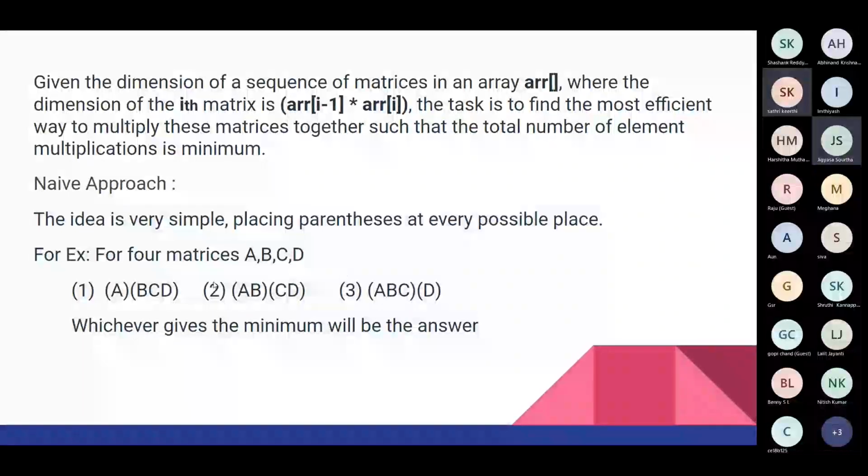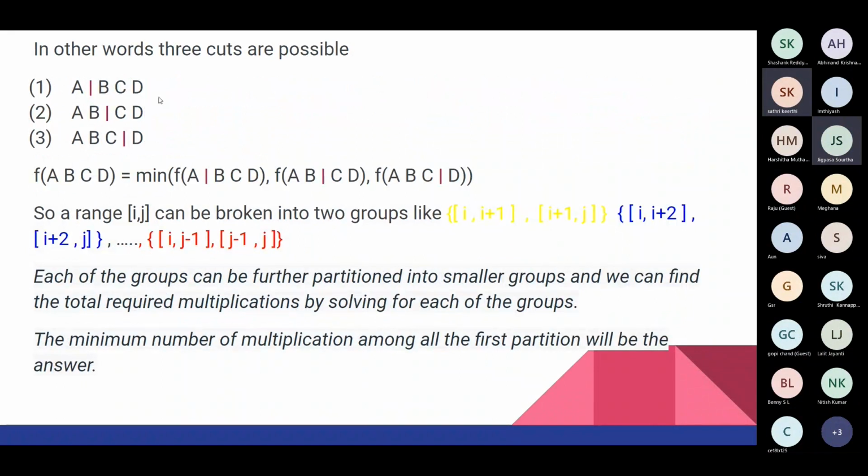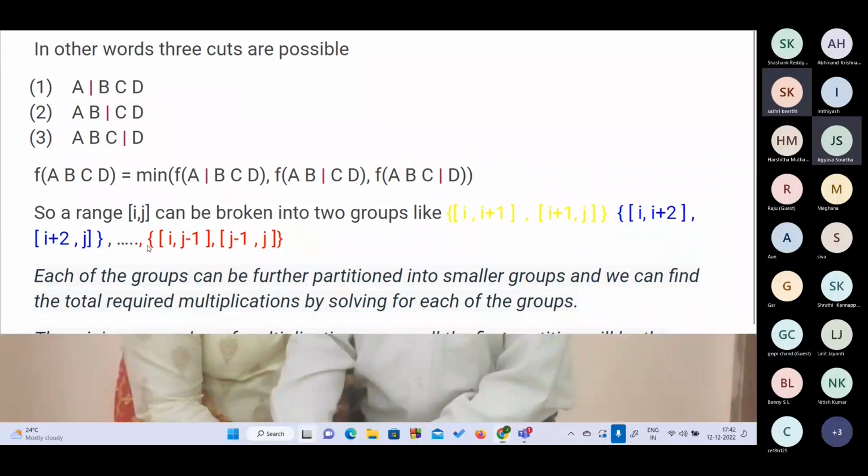Like for ABCD, this can be the possible thing. The split you can do, or the 3 cuts that are possible, you can place the cut after A, after B, or after C. And then f of ABCD will be the minimum of all these 3 multiplications. The one which gives the minimum will be the answer. In a similar way, the range IJ can be broken, right?